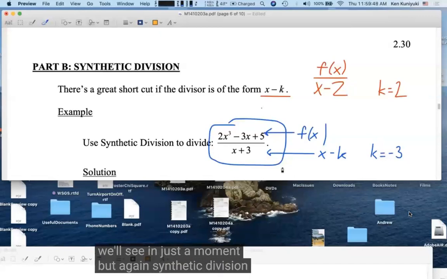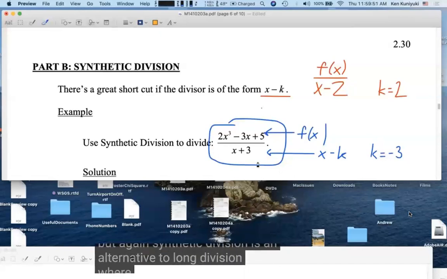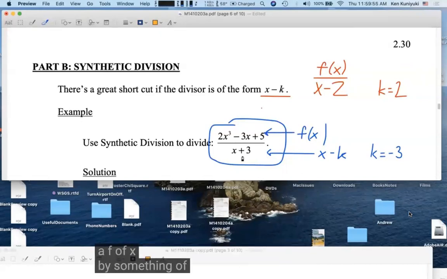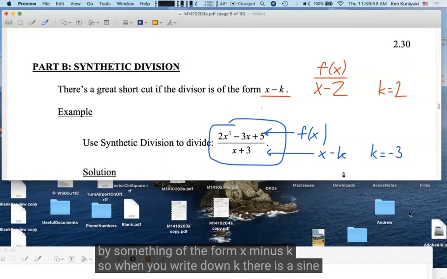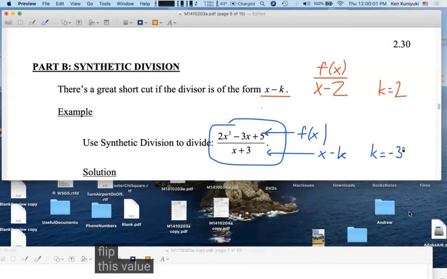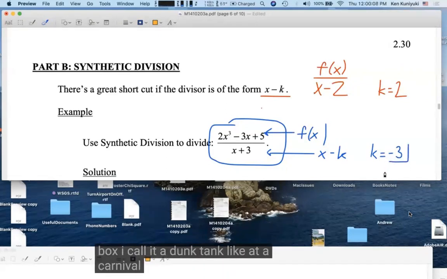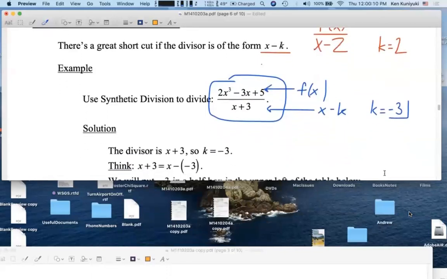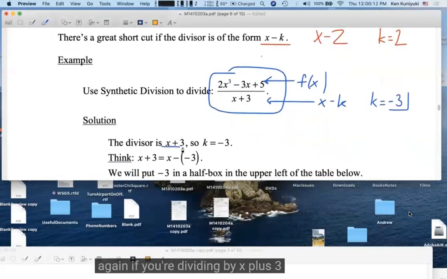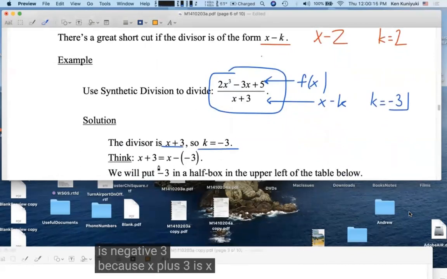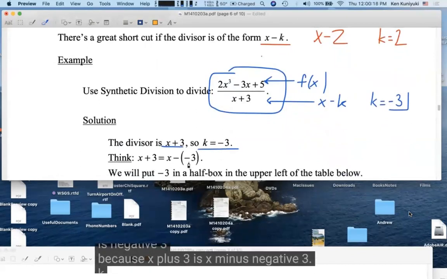But again, synthetic division is an alternative to long division where you're dividing a polynomial in x, say, f of x, by something of the form x minus k. So when you write down k, there is a sign flip. This value for k, I'm going to put in a half box. I call it a dunk tank, like at a carnival. Again, if you're dividing by x plus 3, k is negative 3, because x plus 3 is x minus negative 3. K is negative 3.